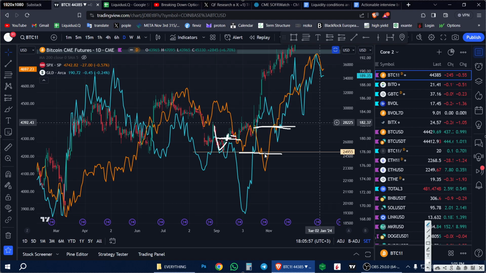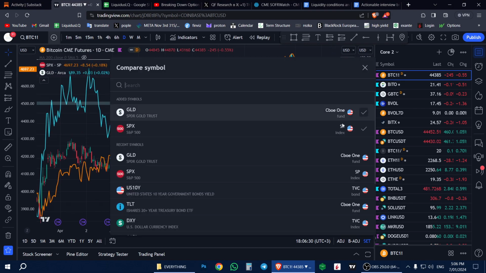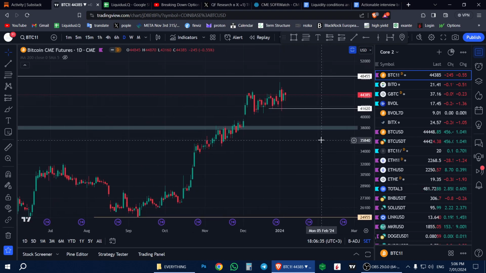Bitcoin front runs gold and SPX by a couple of days, even a couple of weeks. So Bitcoin in itself is a very pure representation of underlying liquidity, and it would be unwise to ignore the signal that we are being provided by it.